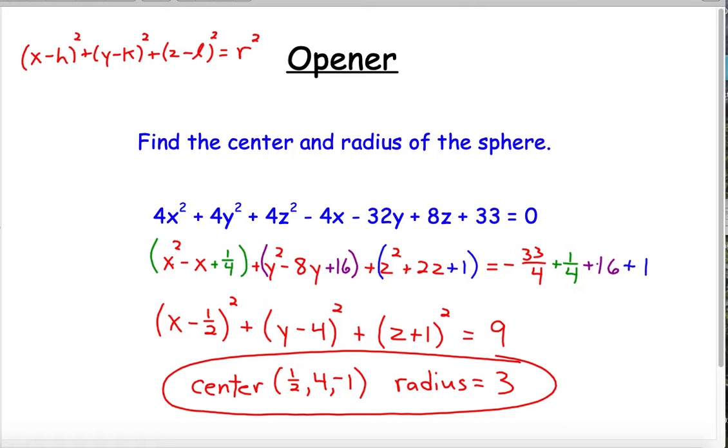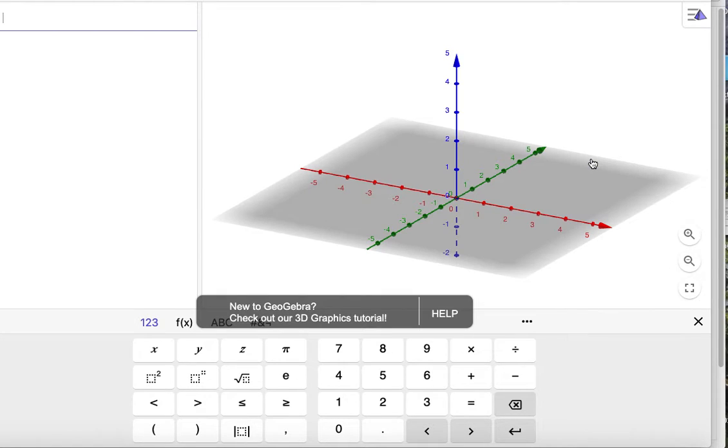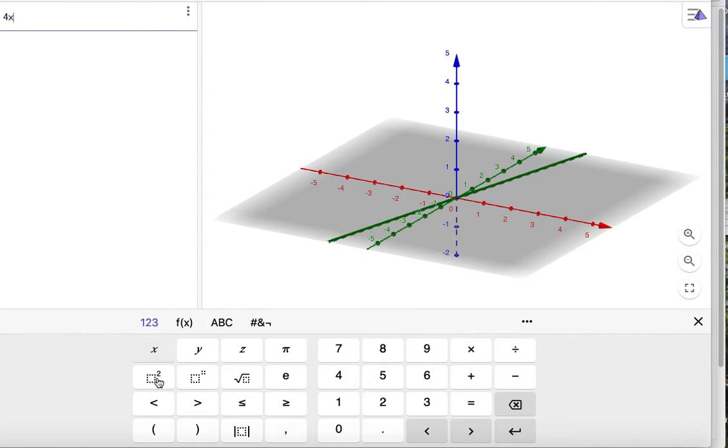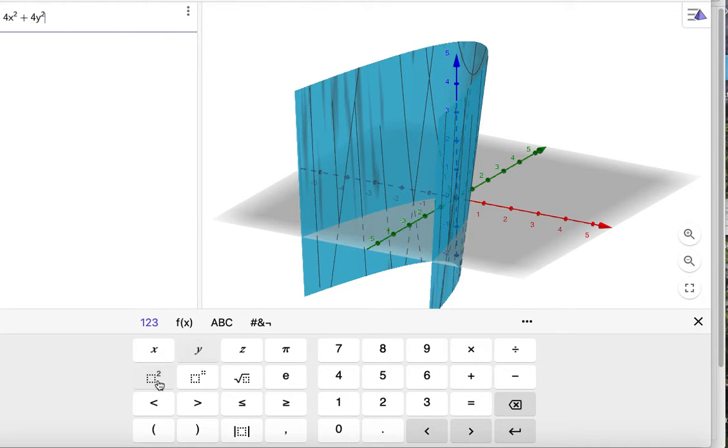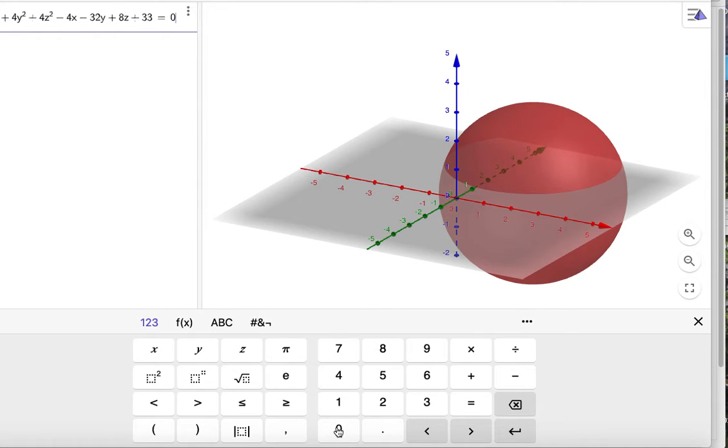Let's look at a software just to see what this looks like, to get a good picture. So I'm going to use GeoGebra, go to 3D, and I'm going to type in the equation. So what did I have? I had 4x squared plus 4y squared plus 4z squared minus 4x minus 32y plus 8z plus 33 equals 0. And there it is.